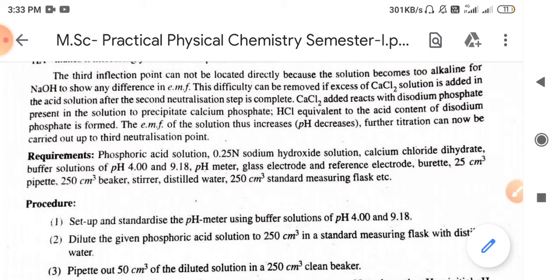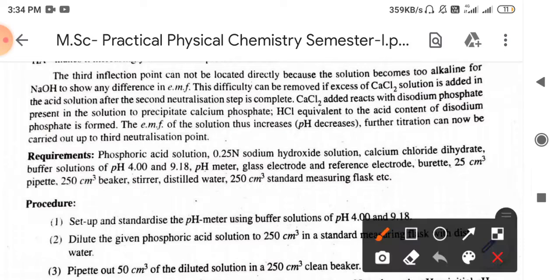Before that, for this experiment we will require the following solutions. A standard phosphoric acid solution will be provided. Then we need to titrate this solution against 0.25 normal sodium hydroxide solution. How will you prepare this 0.25 normal solution? Sodium hydroxide is solid in nature, so we need to use the second formula. Then there is calcium chloride powder. It is hygroscopic, so we need to prevent it from moisture.